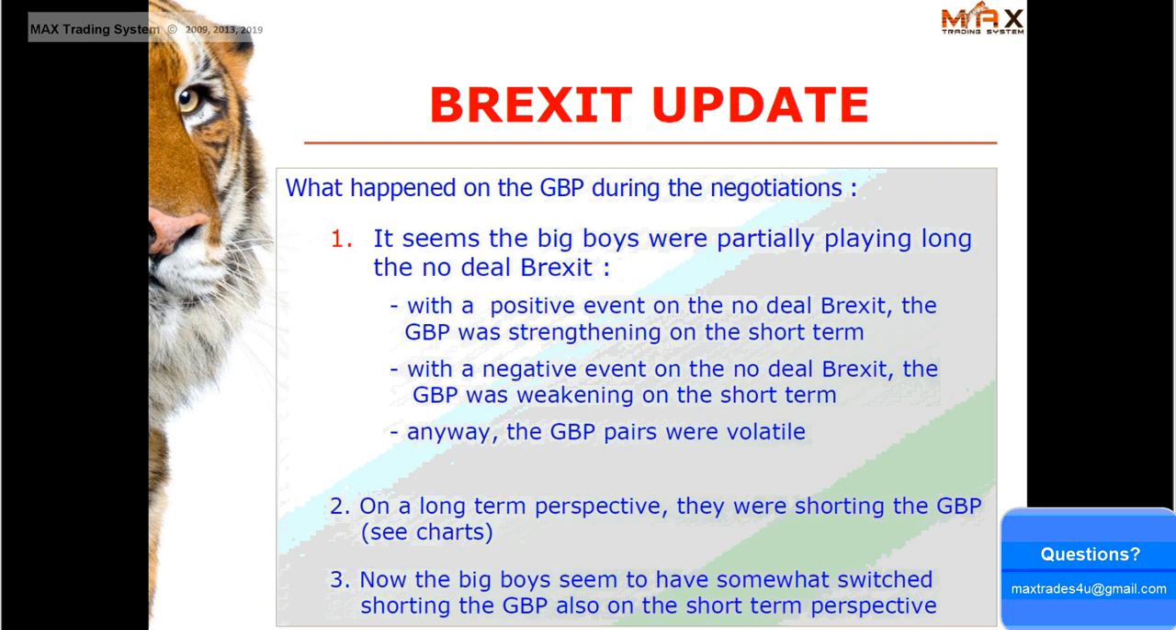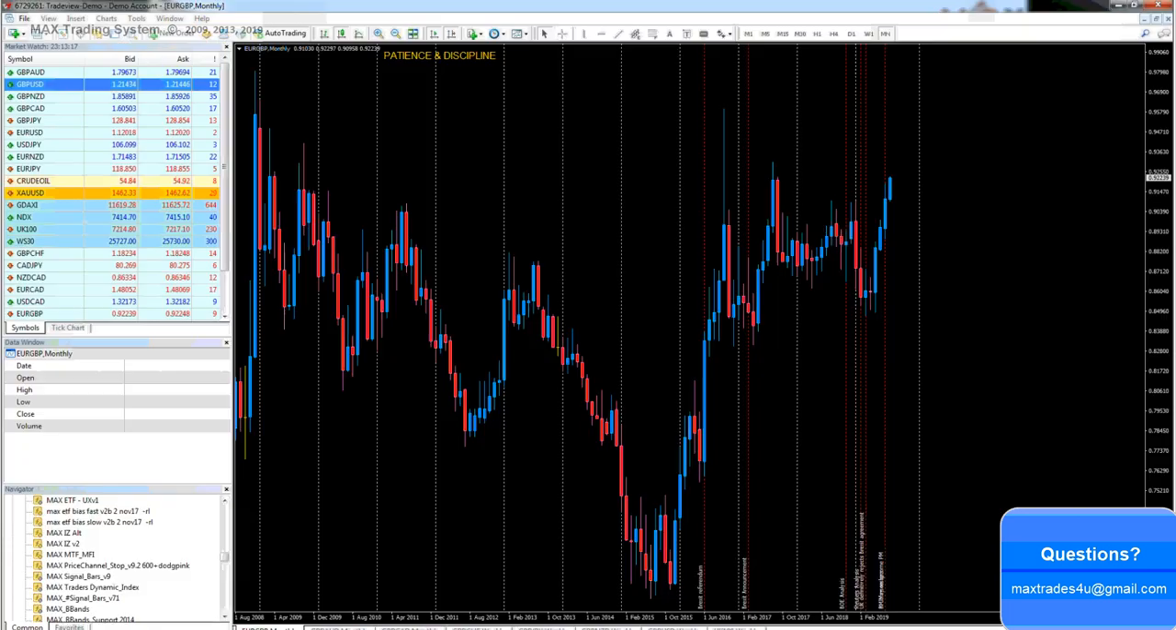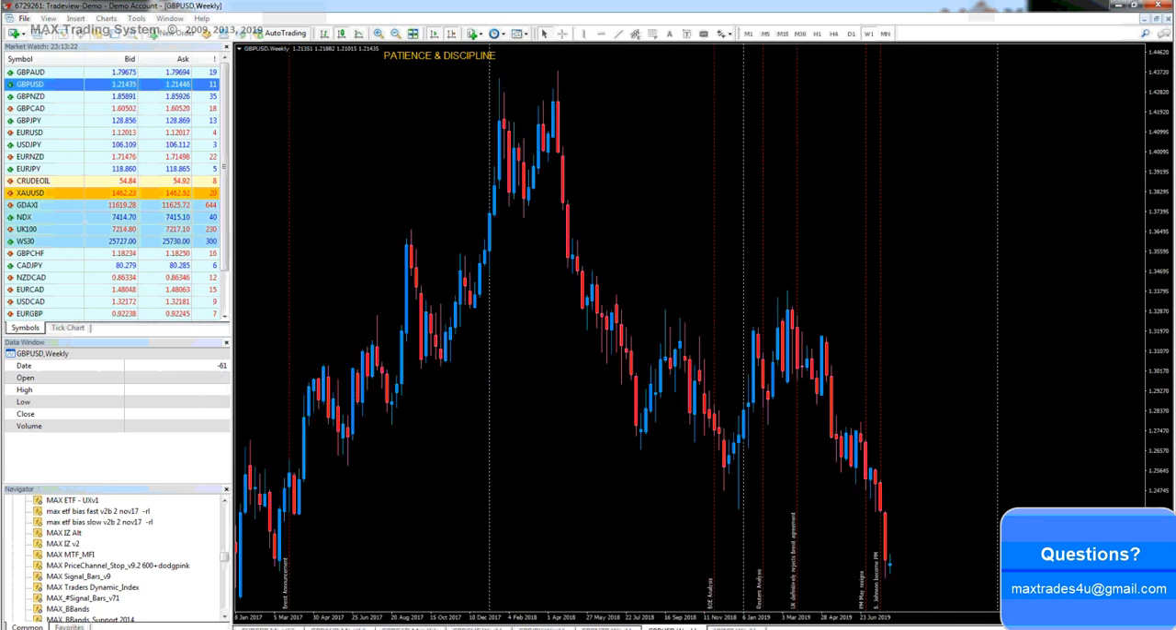Let me show first of all the pound US dollar, for example. On a monthly time frame, we can see that the pound US dollar has dropped importantly. However, let's observe what has happened starting with the referendum vote, which was here.